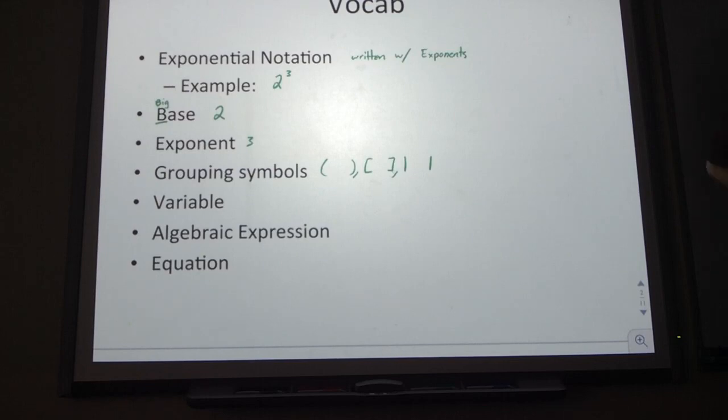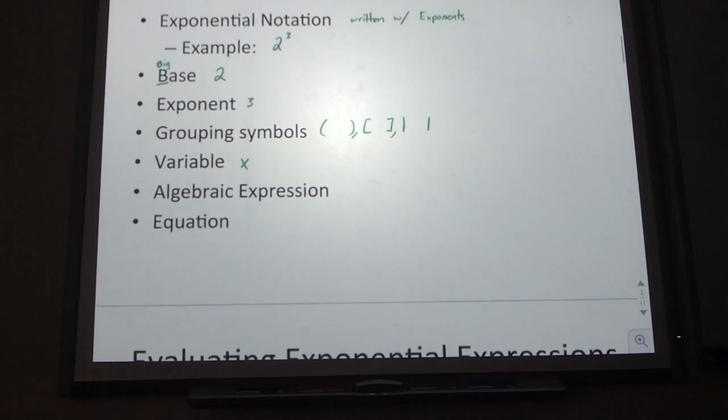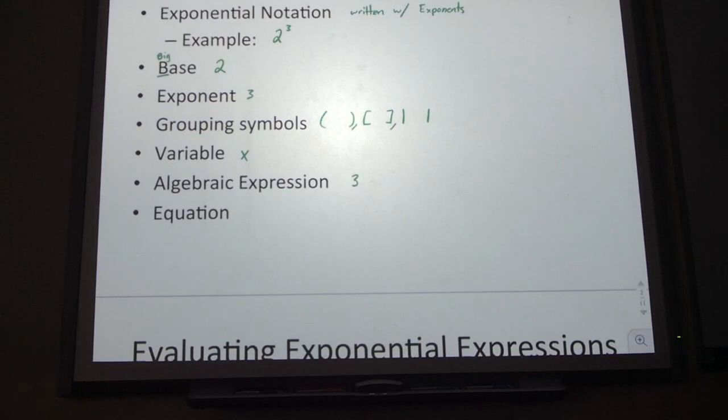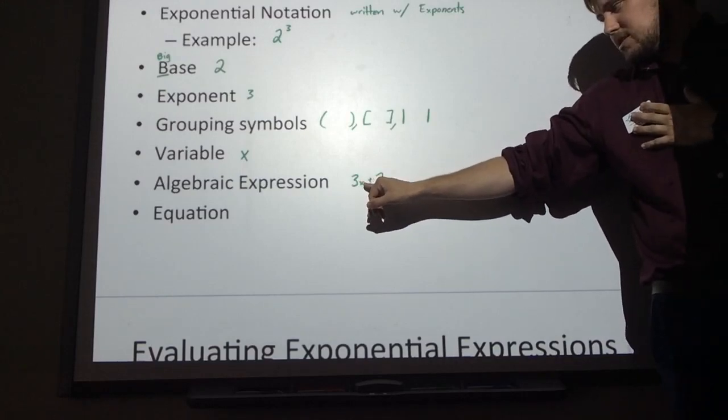Okay, up next, variable. We usually use the variable x, but it's something that just can change. The value can change. Okay, an algebraic expression. An example of an algebraic expression is, let's just say, 3x plus 2. An expression is a grouping in math of numbers and letters. Okay, and symbols. So numbers, letters, and symbols.